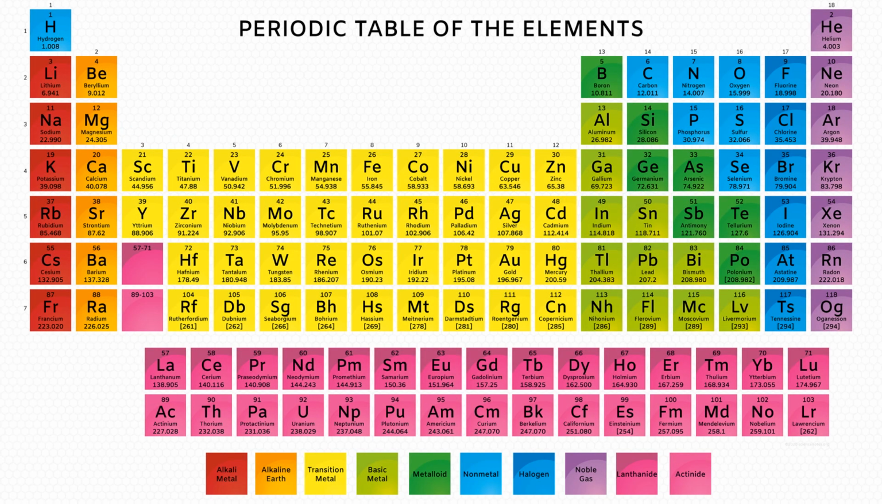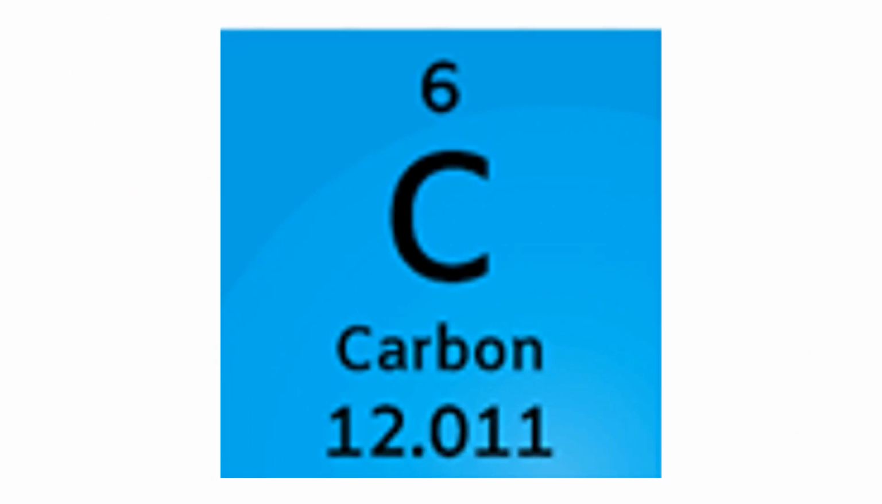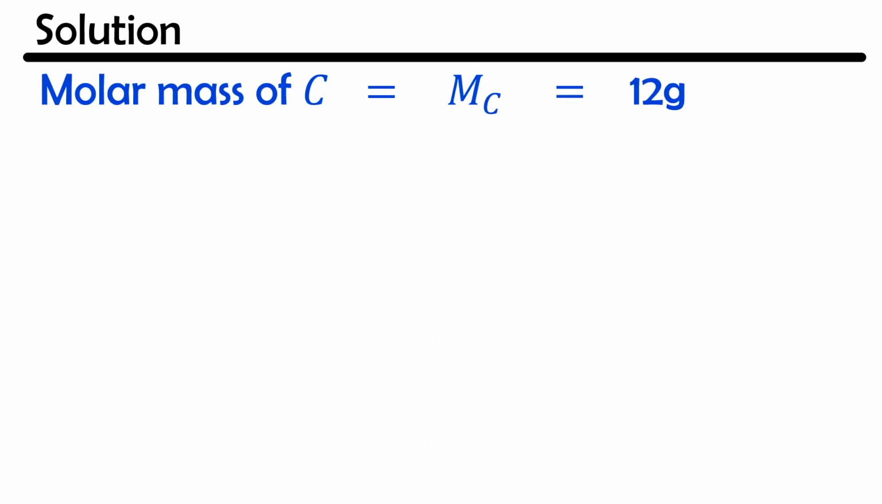Let's start the solution. First, we need to find out the molar mass of carbon. The molar mass of carbon can be taken from the periodic table by rounding and putting grams at the end of this value. Hence, the molar mass of carbon is 12 grams.